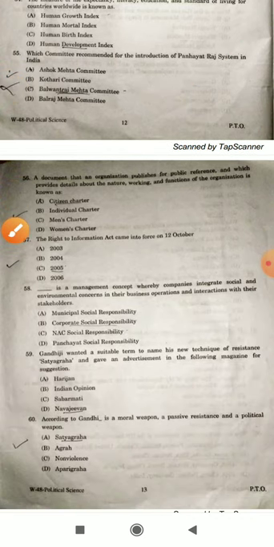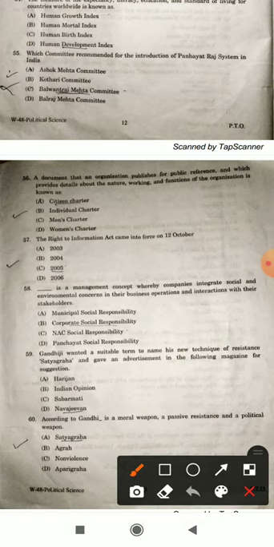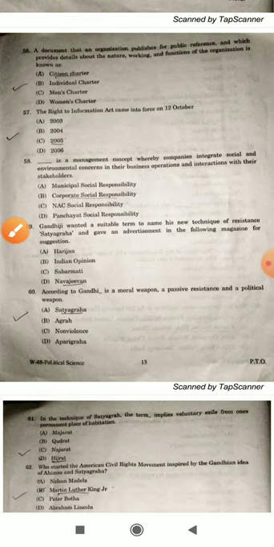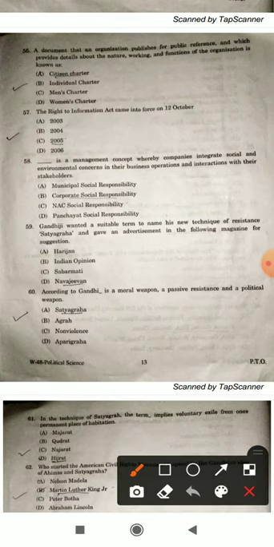Question number 56. A document that an organization publishes for public reference and which provides details about the nature, working and functions of the organization is known as? Answer is A. Citizen's Charter. Question number 57. The Right to Information Act came into force on 12 October. Answer is C, 2005.